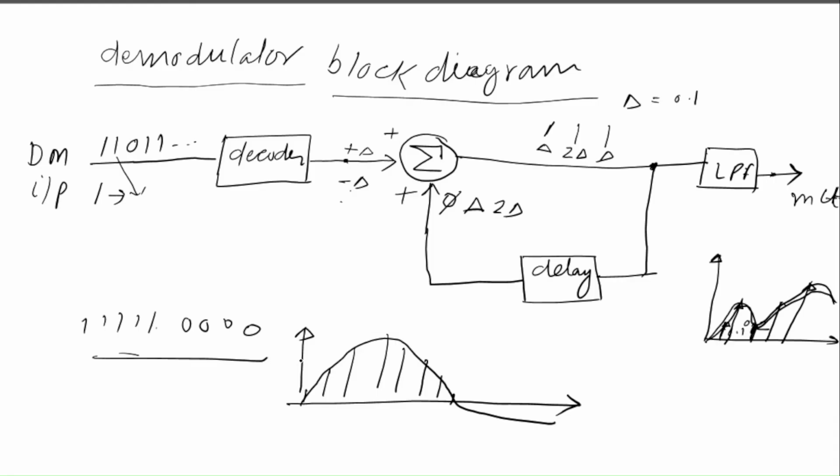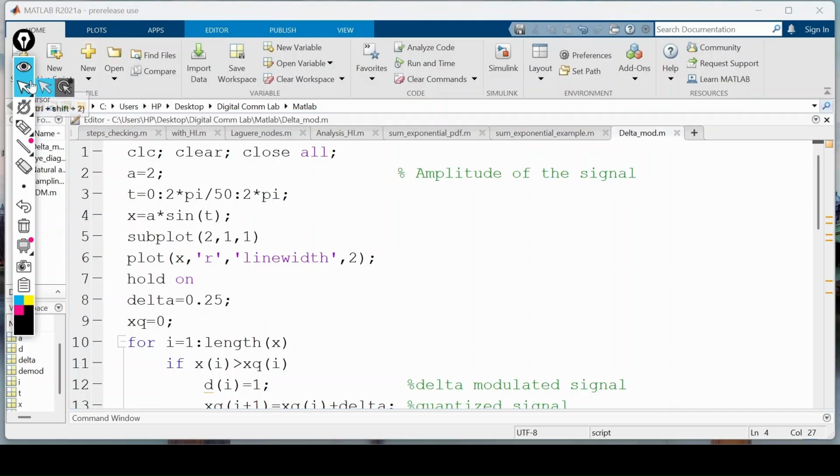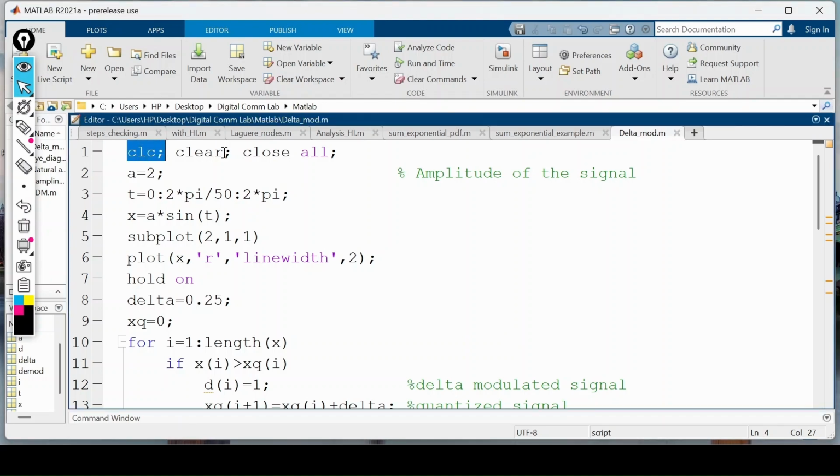So let us go to the MATLAB code. Here let's discuss this MATLAB code. First, that is CLC, clear and close all. These are the syntax you already know if you have watched my previous videos. Here A is nothing but the amplitude of the signal. I am generating a sinusoidal signal in which I am taking the amplitude as 2, and t is the time axis which is going from 0 to 2 pi.